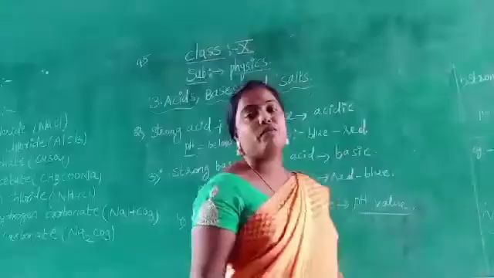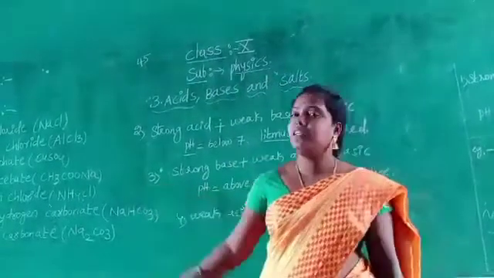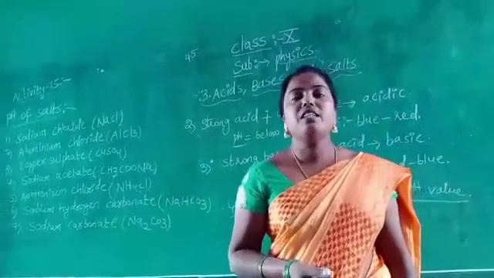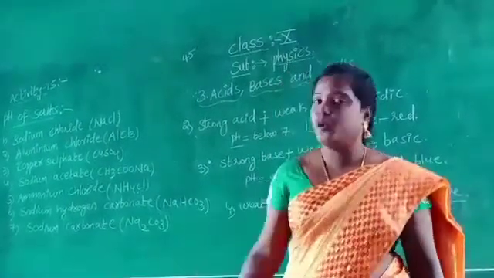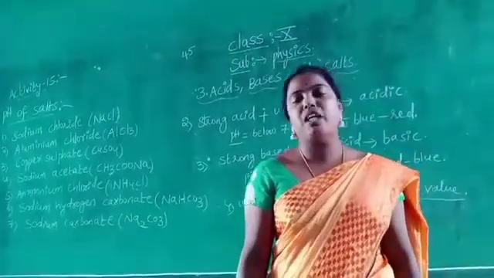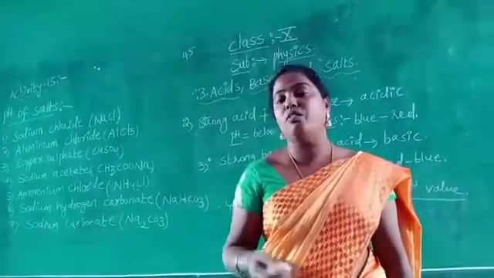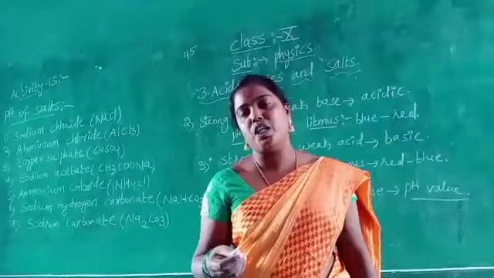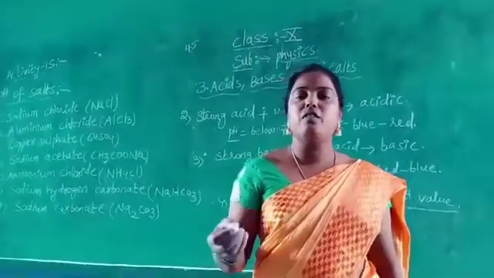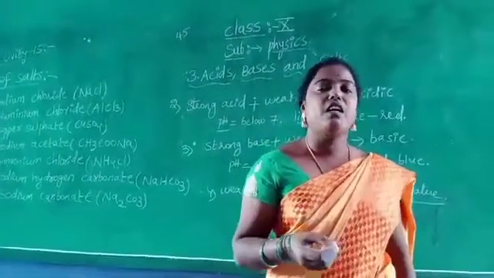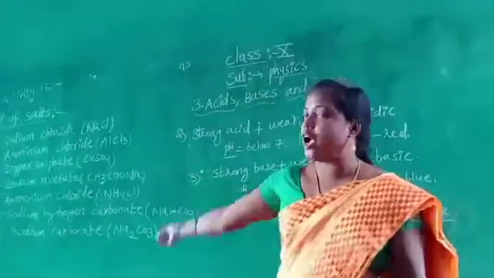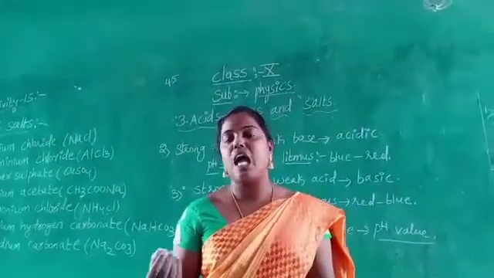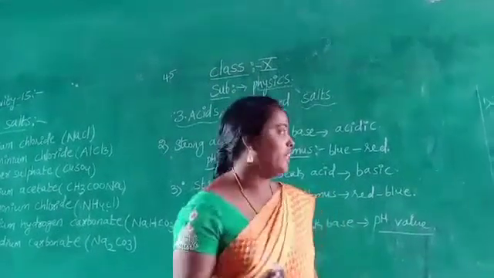What is your homework? What I told: collect litmus paper from a medical shop and test the given sample with the litmus paper. Then fill the table, whether it is an acidic, basic or neutral solution. If litmus paper is not available, collect a pH scale and test these samples under the pH scale. Then you will know whether the solutions are acidic, basic or neutral in nature.